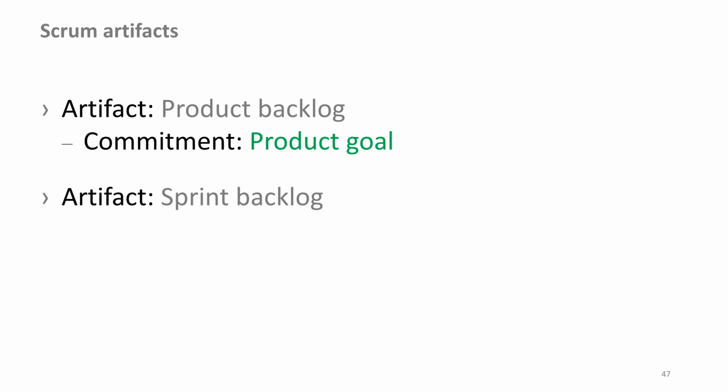The sprint backlog is composed of the sprint goal, the set of product backlog items selected for the sprint, as well as an actionable plan for delivering the increment.